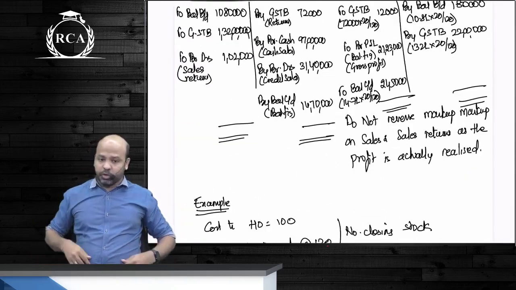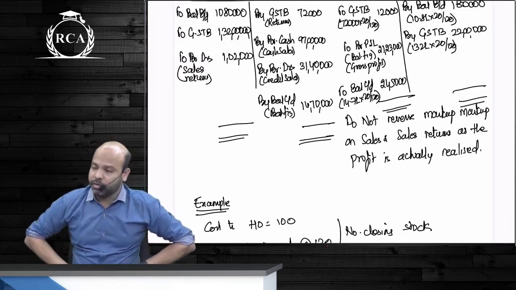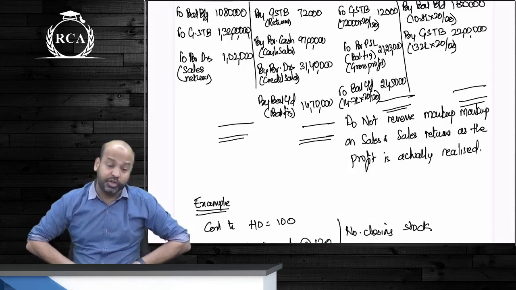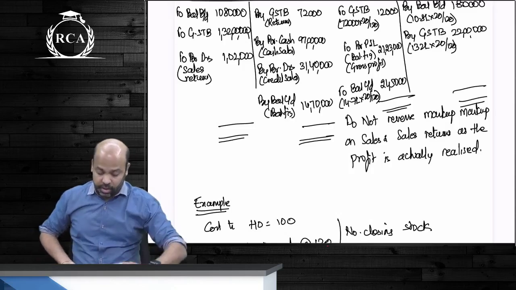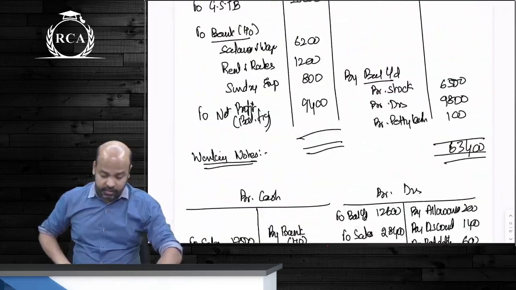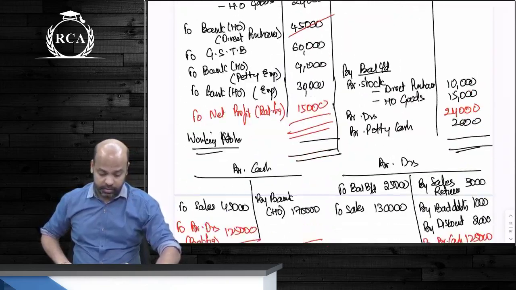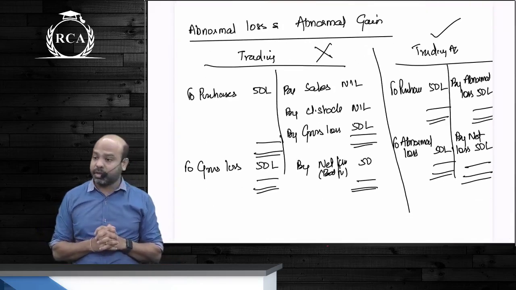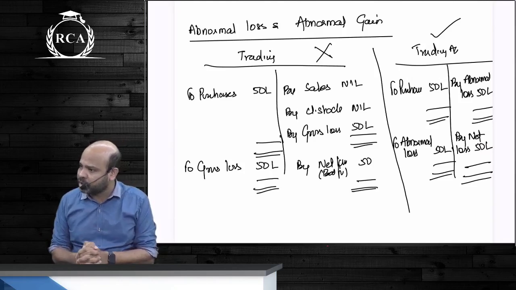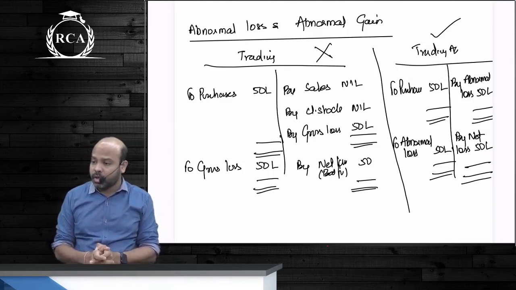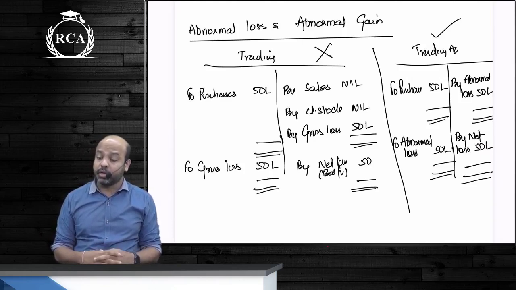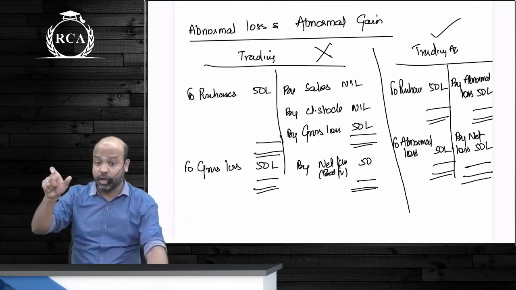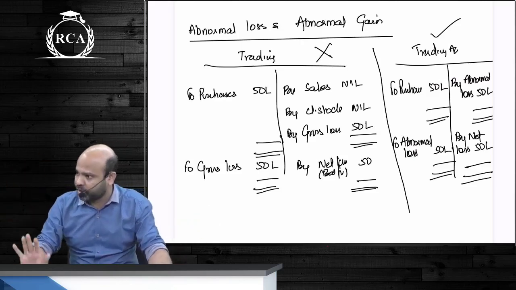Normal loss beta is supposed to directly impact the amount of your gross profit. Abnormal loss beta should not impact your gross profit. It should directly impact your net profit. So I told you, but if there is any amount of abnormal loss, objective will be to remove it from trading account so that it does not impact your gross profit, and then you debit that beta to your P&L account. If there is normal loss, there is no entry that should come in trading account so that it automatically impacts your gross profit. Yes or no?